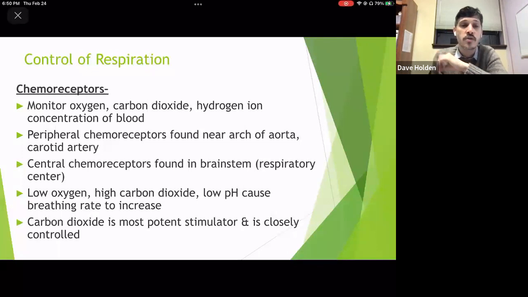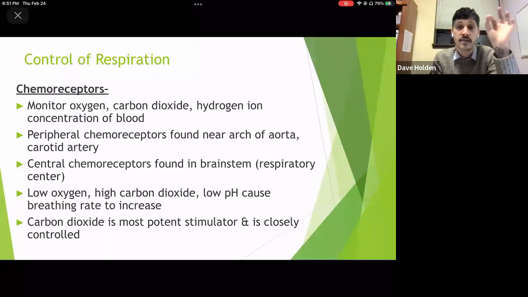There are more central chemoreceptors found in the brain stem. The brain stem is also sniffing out chemicals, directly tweaking respiration rates based on what it finds. Low oxygen, high carbon dioxide, low pH. Those factors tend to be associated with each other. Those will cause breathing rates to increase.